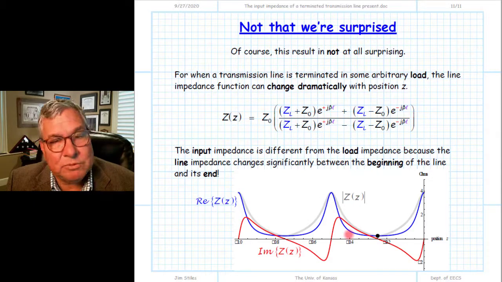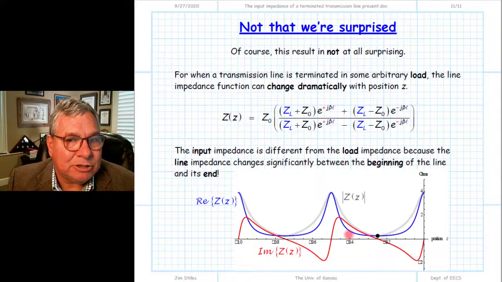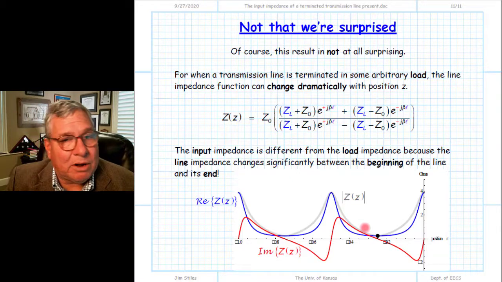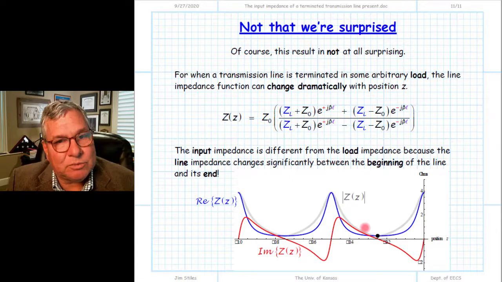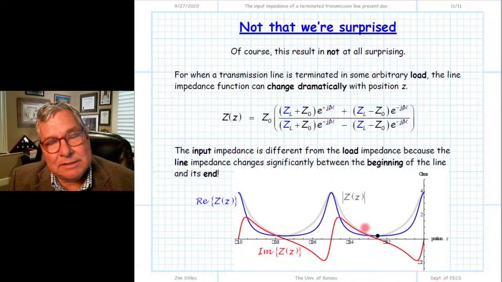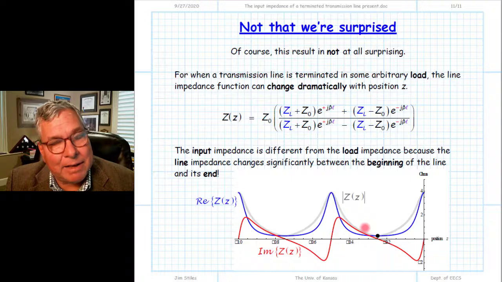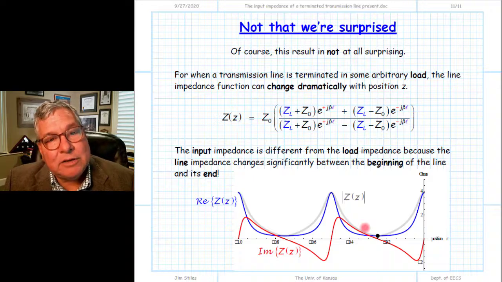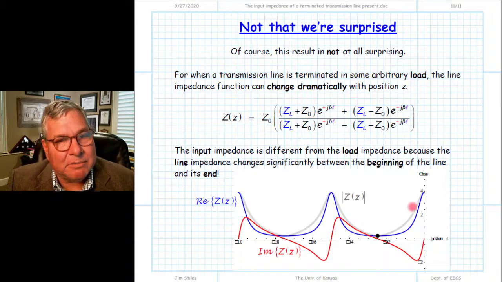So what happens is when we terminate a transmission line with a load, we have determined the line impedance function everywhere on the transmission line. The input impedance then is simply determined by whatever the length of that transmission line is. Whatever the length is, the line impedance at that point at the input is mathematically the input impedance of that resulting one-port device, a one-port device which is a two-port transmission line terminated by some load.